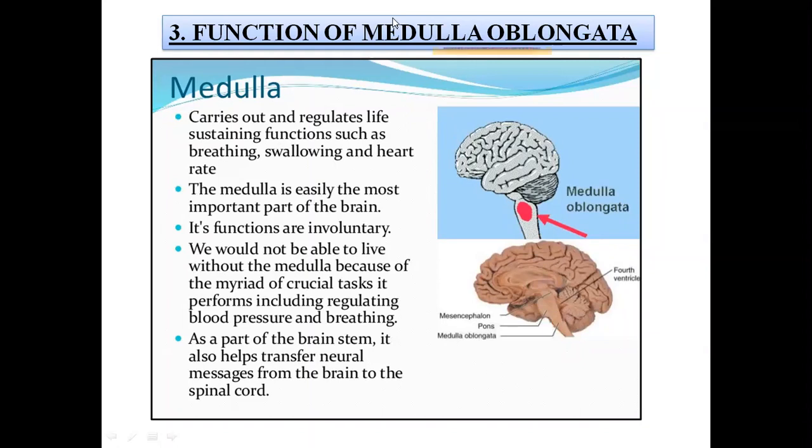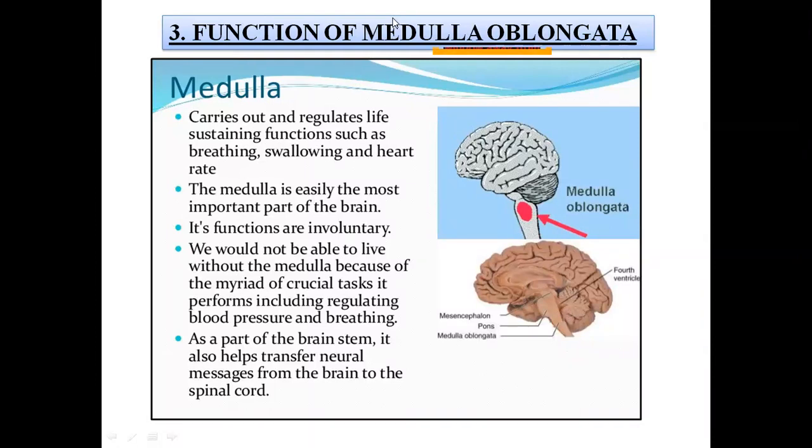And also, the medulla oblongata and pons varolii together form the brain stem. That means it transfers the neural messages from the brain to the spinal cord and from the spinal cord back to the brain. Now there is a continuous coordination that goes on between the entire body and between the brain and the spinal cord, so that we can work in a very smooth manner.